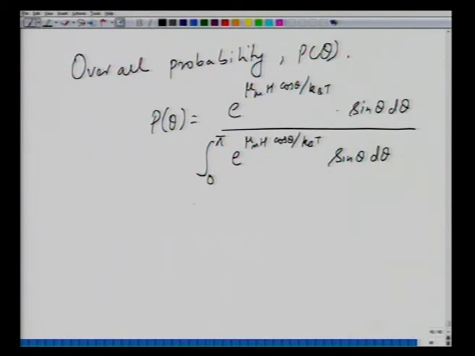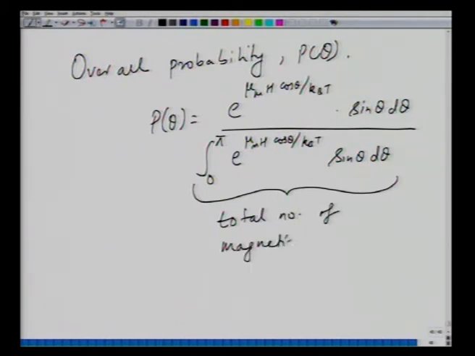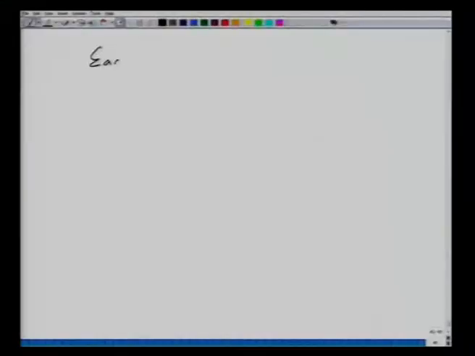So this is the overall probability, and this denominator is essentially the total number of magnetic moments. So now what we have worked out is the overall probability for an atomic moment making an angle between theta and theta plus d theta. Now for each atom you have a contribution of mu m cos theta. So if you have n number of atoms, you can find out the total magnetization.